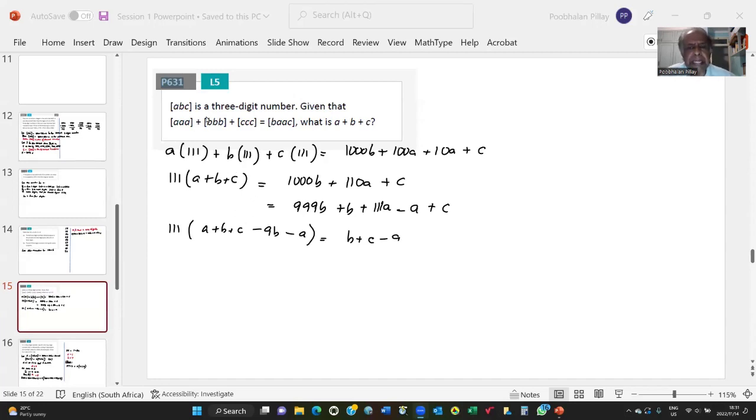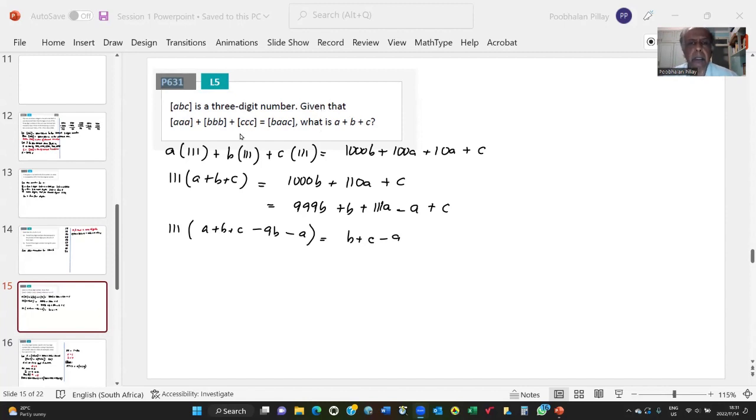Okay, we continue with the same type of problem, and we are looking at this question here. Now I've got the right notation here, with a bracket. ABC is a 3-digit number. Given that AAA, the number with all digits equal to A, and another number with all digits equal to B, and so on, is equal to this, what is A plus B plus C?